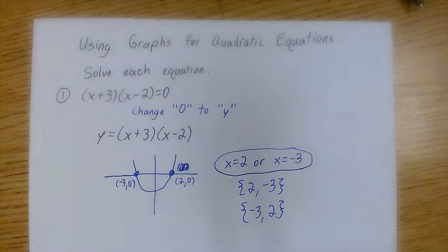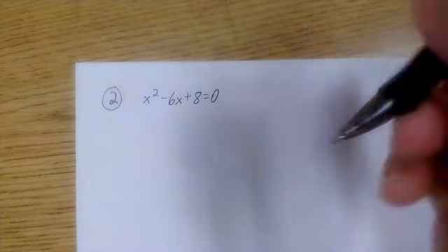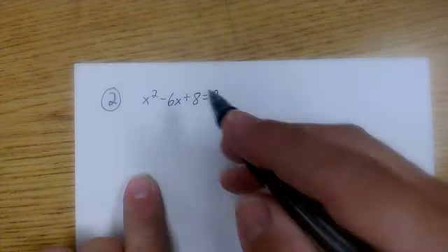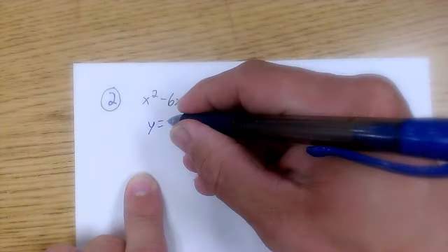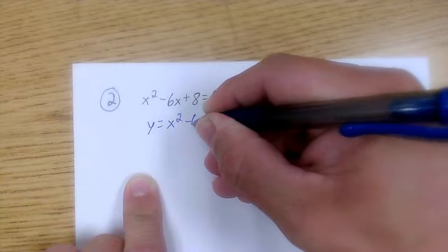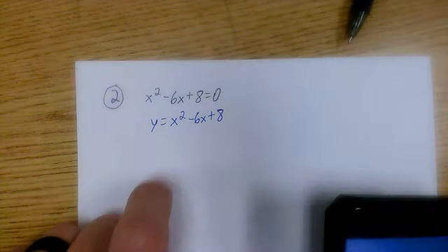This problem's done. So here's our next problem. Please remember to pause and take notes as you need to here. With this problem, it's already equal to 0, so I can go ahead and write down what my function is going to be that I'm going to use. So 0 becomes y. So y equals x squared minus 6x plus 8. And that's what I'm going to type in to my graphing calculator now.